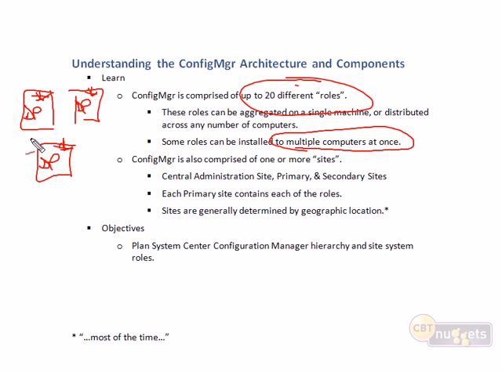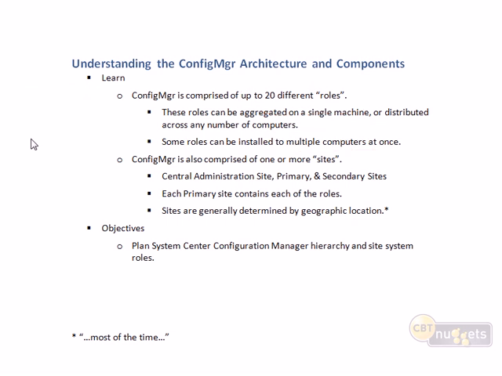Now, in the same vein, Config Manager is also comprised of one or more sites. We're actually not going to work with a CAS site until later. We're going to work in a single primary site for the entirety of this series until the 20th nugget. And in that 20th nugget, I'll talk more about the differences between a CAS, a primary, and a secondary site. Really, just recognize that a primary site has a database. Secondary site doesn't.